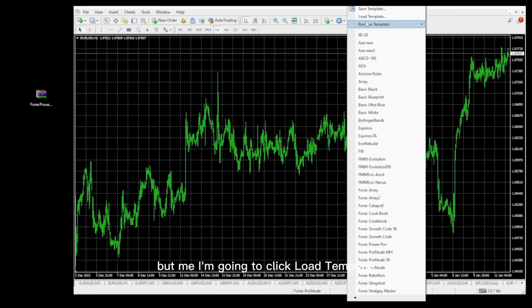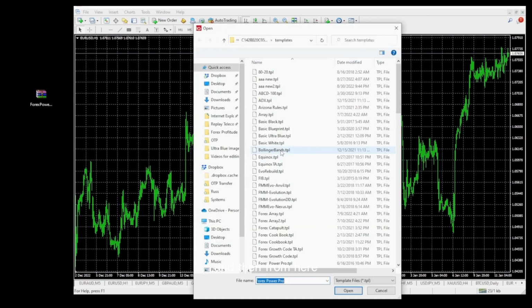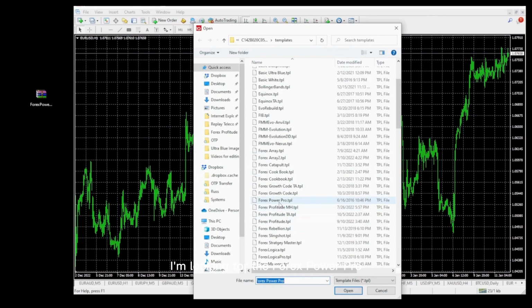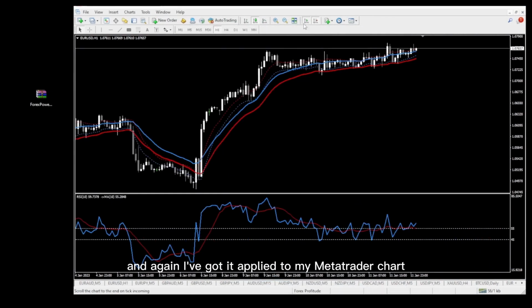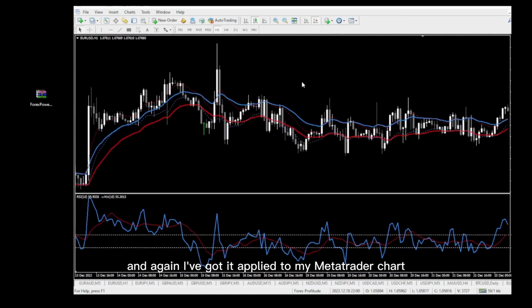But me, I'm going to click load template. And then from here, I'm looking for the Forex Power Pro. Click that template, click open. And again, I've got it applied to my MetaTrader chart.